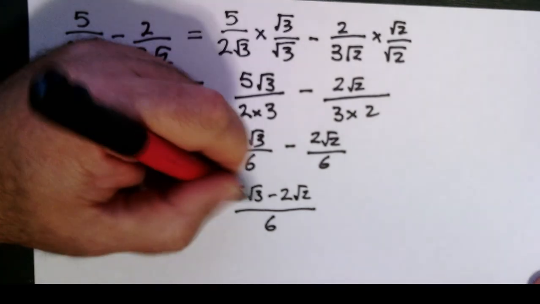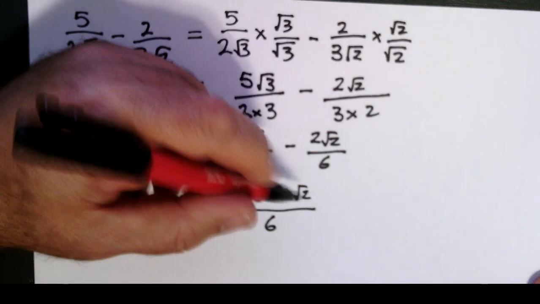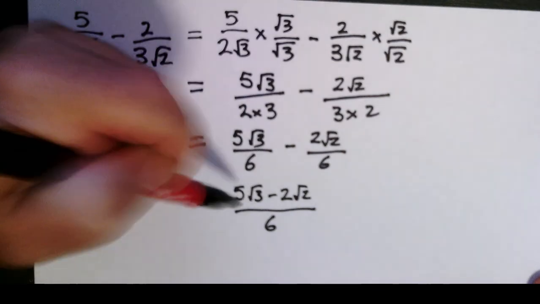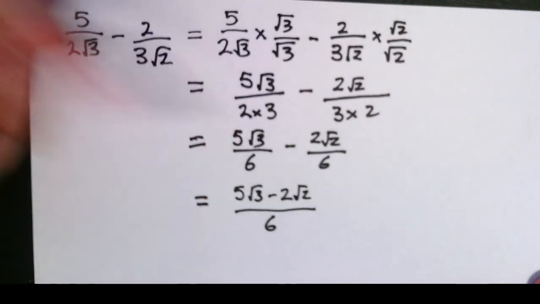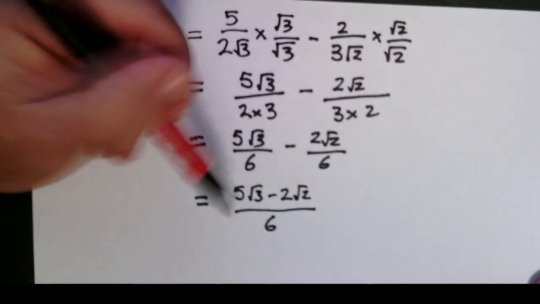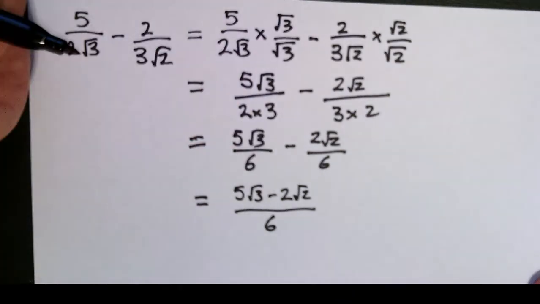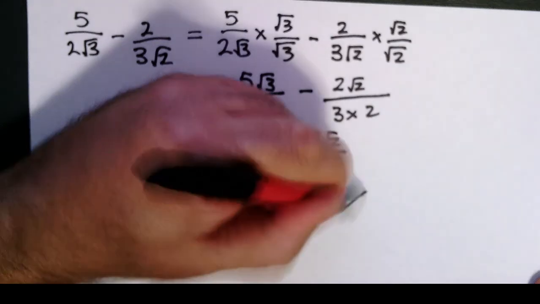I can't add or subtract 5 root 3 and 2 root 2 because they've got different surds in them. For me to be able to add or subtract, I need the same surd in both. I can't, because over here I've got a root 3 and over here I've got a root 2. So that's it, my question's finished, I'm done.